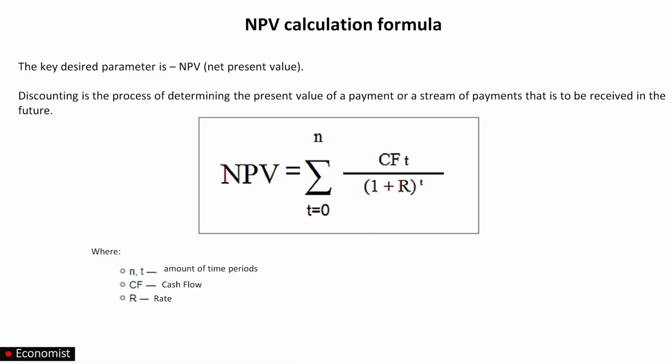Good afternoon, team. From an economic point of view, the main desired parameter is NPV, net present value. Discounting is the process of determining the present value of a payment or a stream of payments that is to be received in the future. Given the time value of money, a cash unit is worth more today than it would be worth tomorrow. The NPV formula is presented on the screen, where N and T are the number of time periods, CF is the cash flow, and R is the cost of capital.